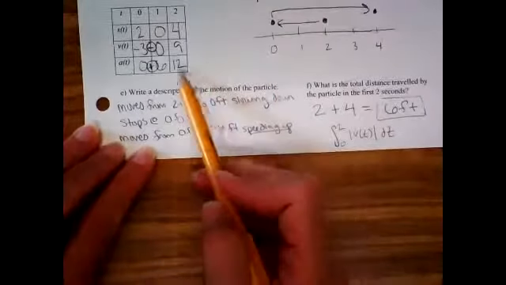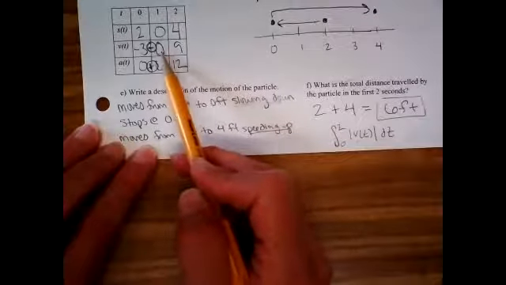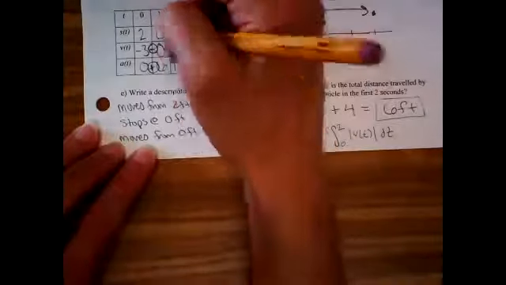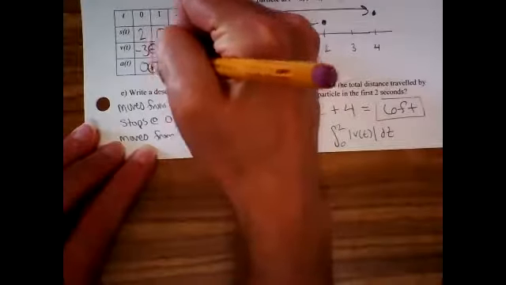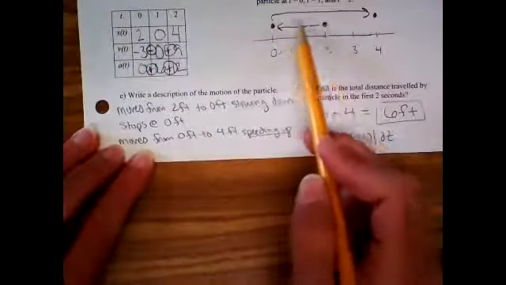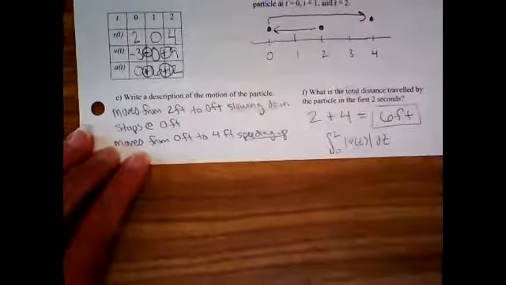Speeding up. The way we know it's speeding up is if you look at this table, your velocities would be between 0 and 9, that's positive. And your acceleration would be between 6 and 12. Those values are also positive. So it's moving to the right and it's speeding up.